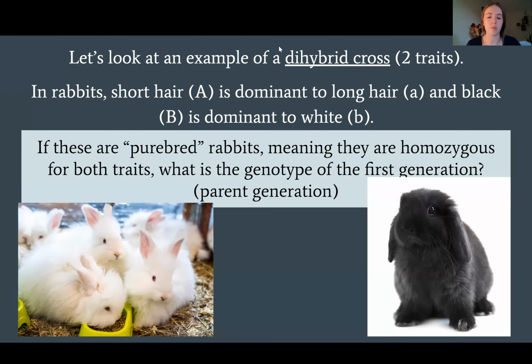Let's look at an example of a dihybrid cross where we're using two different traits, one for the hair length of a rabbit, these adorable little bunnies here, and one for the hair color. So the short hair allele is going to be dominant to the long hair allele, and the black allele is going to be dominant to the white allele. So if these are purebred rabbits, meaning they are homozygous for both traits, what is the genotype of the first generation? I encourage you guys to pause the video and think about these questions after I state the question, because I'm going to go through it relatively quickly, but this is a good opportunity for you to practice these terms that we've learned in class.